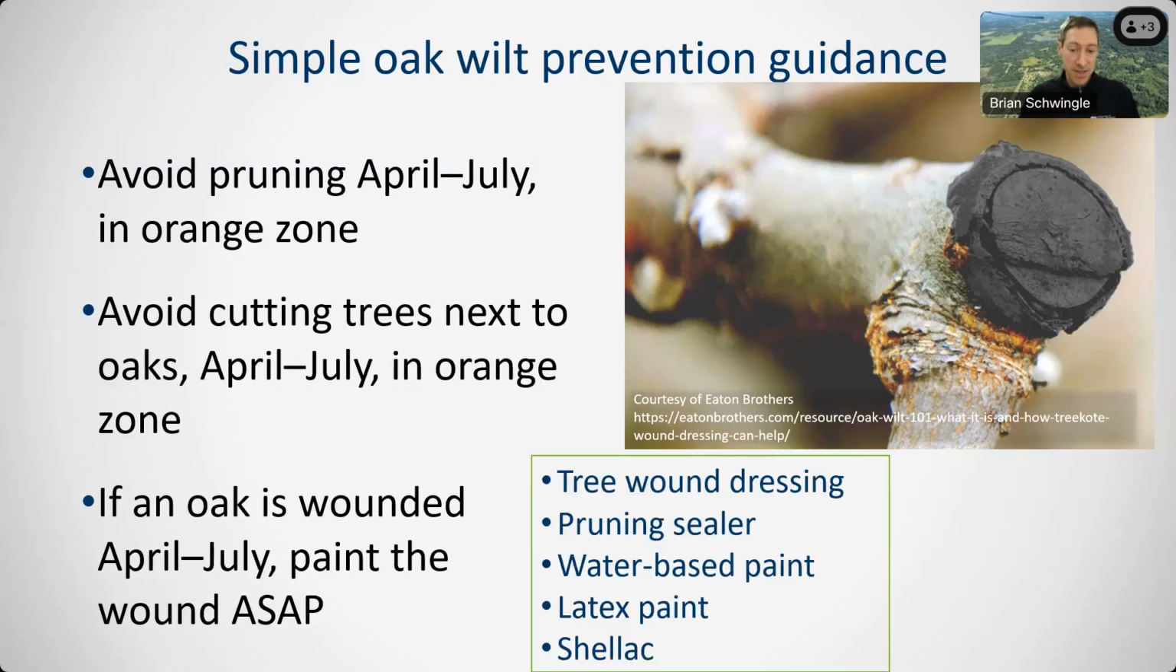You want to do so immediately, and you can use basically a water-based paint. You can go to a big box store and buy something called a tree wound dressing or pruning sealer. Those are fine. You could also use shellac or just latex paint. You want to do that right away, and that actually forms a physical block to oak wilt. It's 100% effective if the paint dries and isn't washed off by rain or something like that.